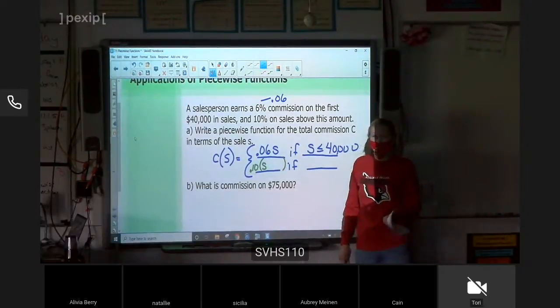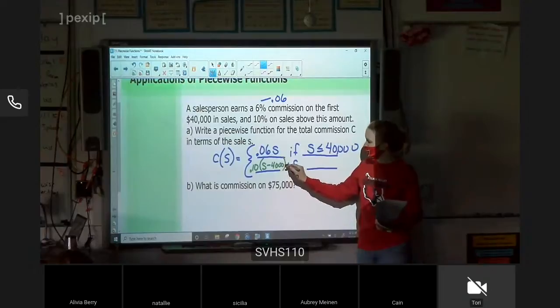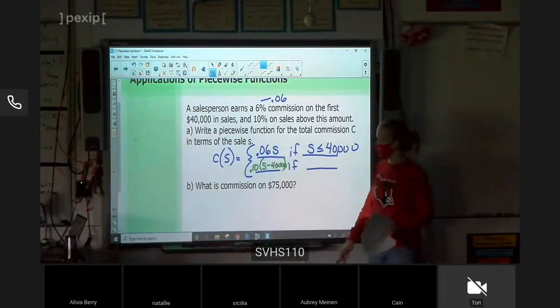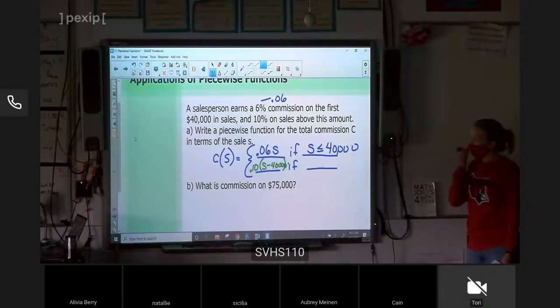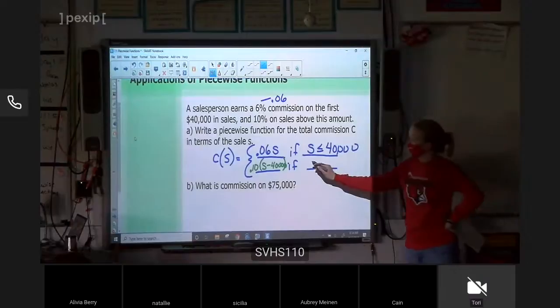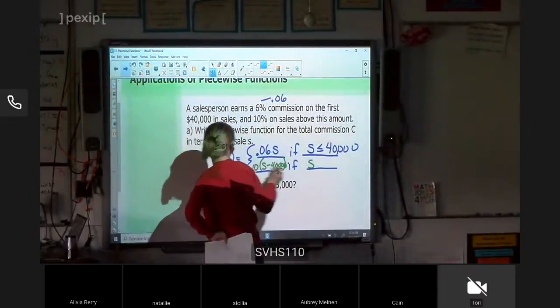I have whatever my sales are. So if I made $50,000 in sales, is it S minus 40,000? Yes, you'd have to subtract the 40,000 because that's calculated up here. Okay, and then wouldn't the right side be S is greater than or equal to 40,000? No, not equal, just greater than. Just greater than. If you have more than 40,000. All right, Molly, I got it.